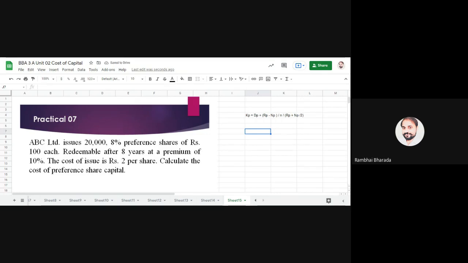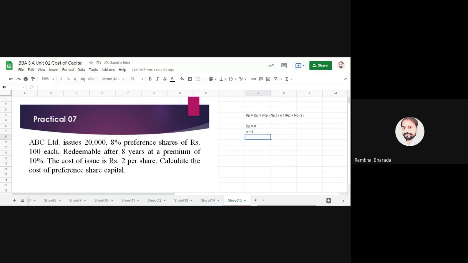Okay. Now read the question. ABC Limited issues 20,000 8% preference shares of rupees 100 each. Again, this 8% represents dividend rate. So directly write down here DP is equal to 8. Okay. First value clear? Go ahead. Redeemable after 8 years. So how many years are there? n is equal to 8.